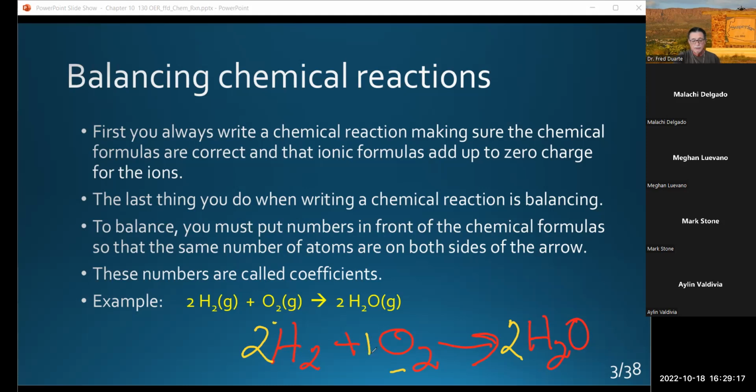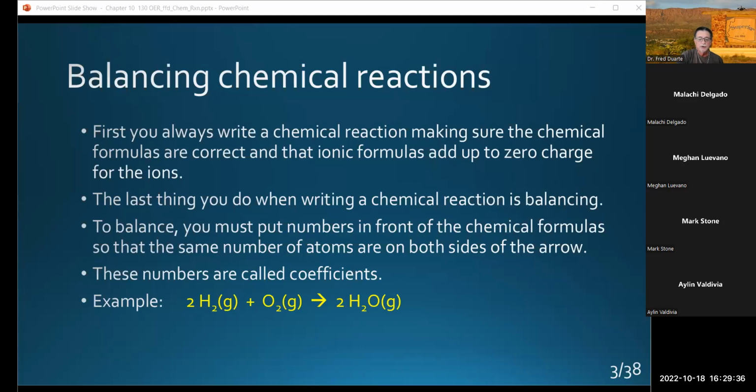It's understood that there's a 1 in front of O2 there. We don't have to write a 1, but it's understood to be a 1, just like in mathematics. So that ratio between hydrogen and oxygen is a 2 to 1. That's an important ratio. We're going to use that information down the road here, all right?